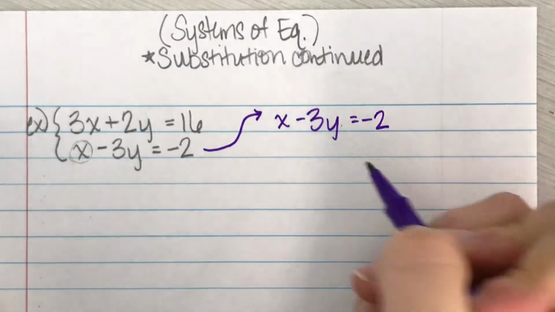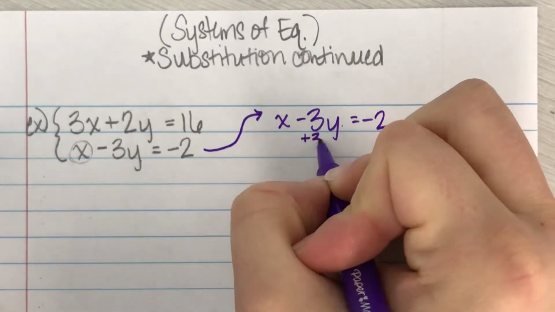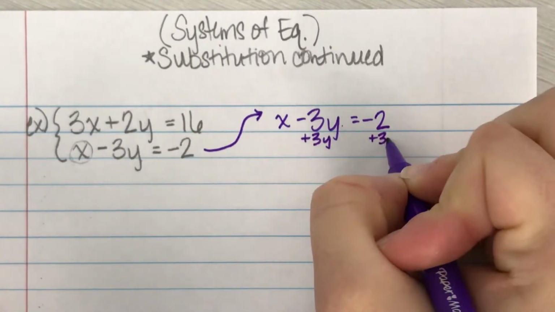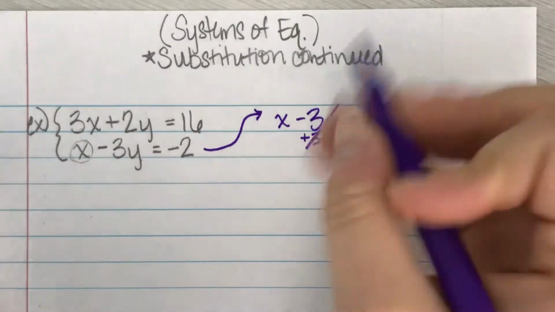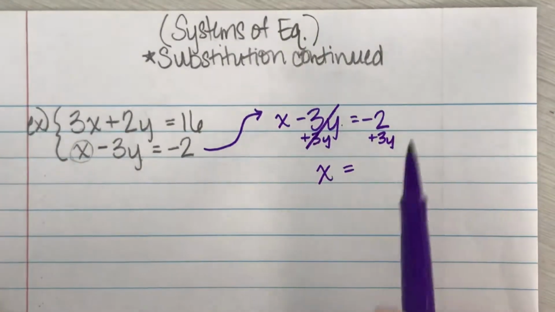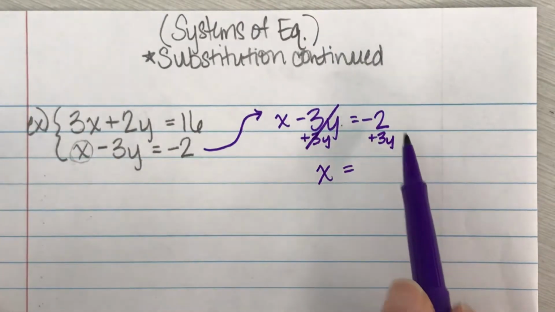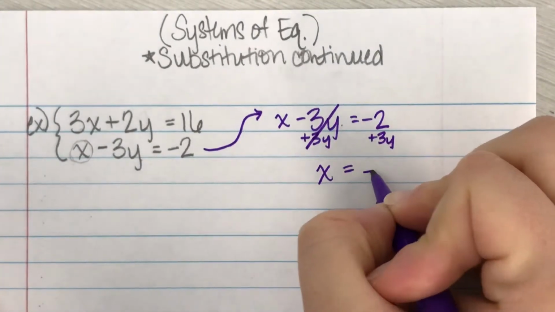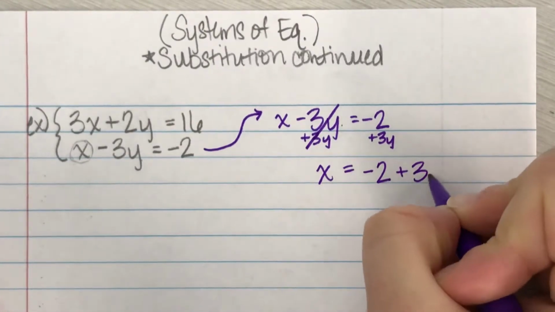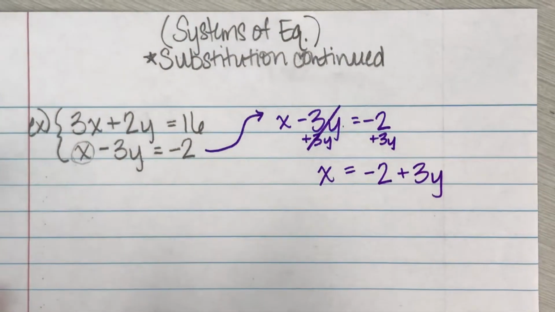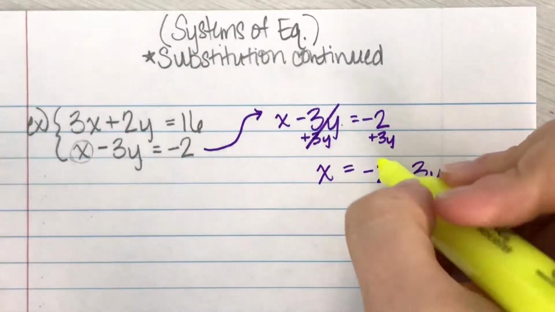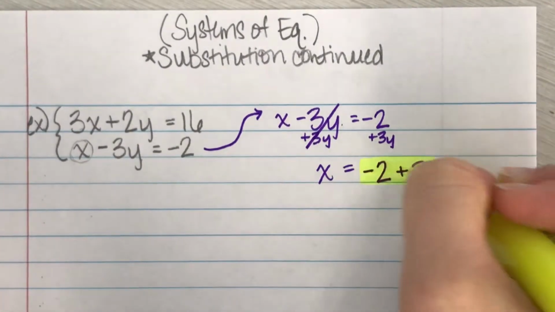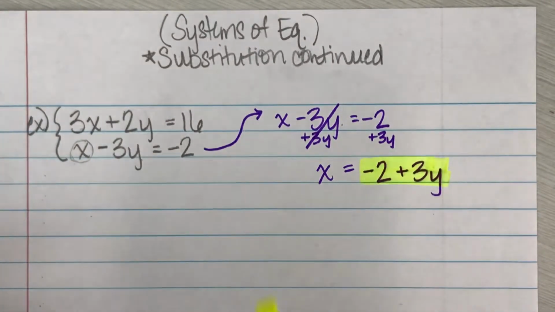So if I need to cancel out negative 3y, the inverse of minus 3y is plus 3y to both sides. This way negative 3y plus 3y cancels out, and I'm left with x equals negative 2 plus 3y. You can't combine them together. So negative 2 plus 3y. Now I have that pretty formula that we wanted, okay? We've got the actual x equals formula. So there's my formula that I'm going to use, and I'm going to be plugging it back in for x.